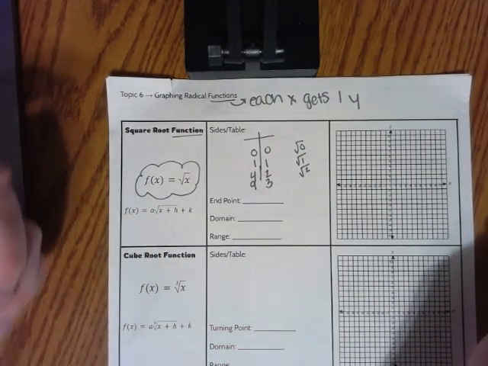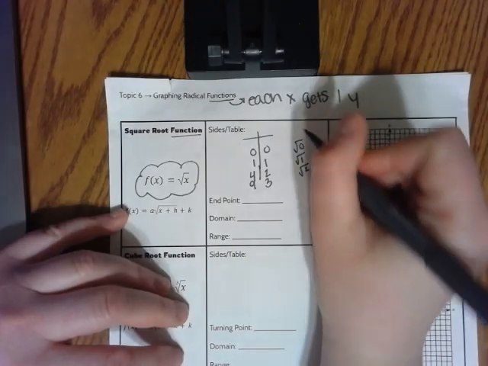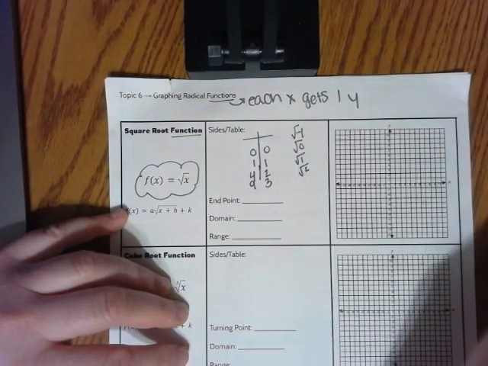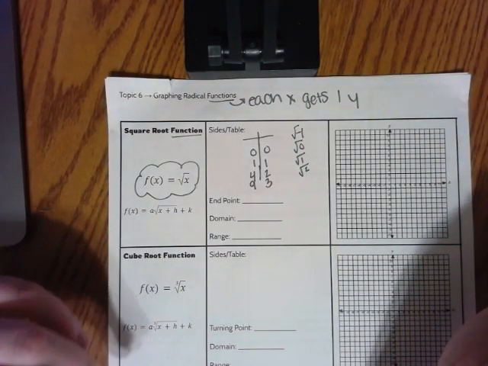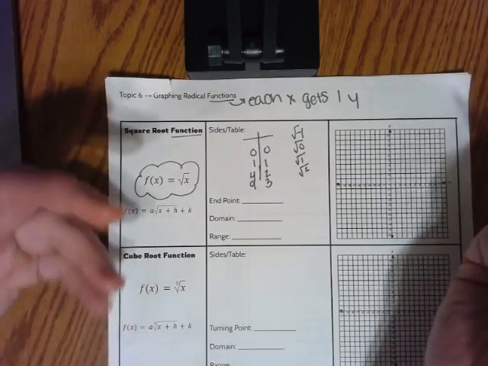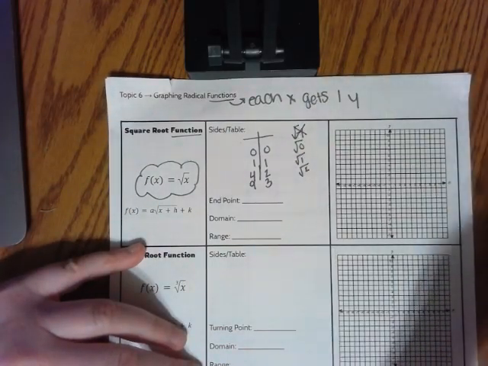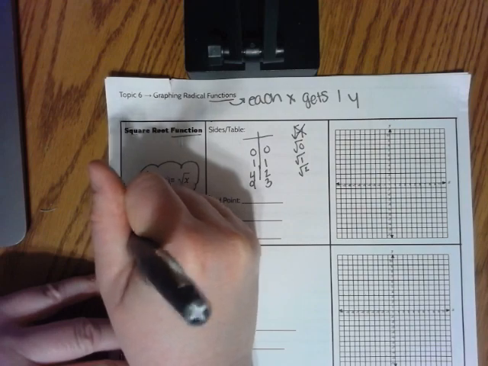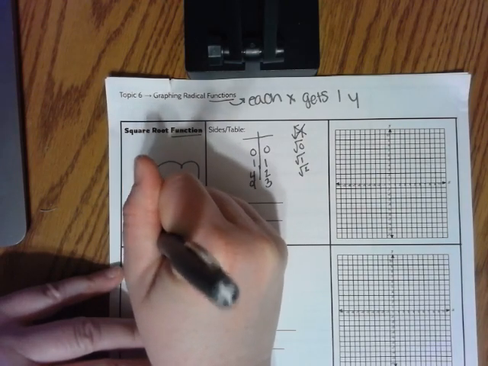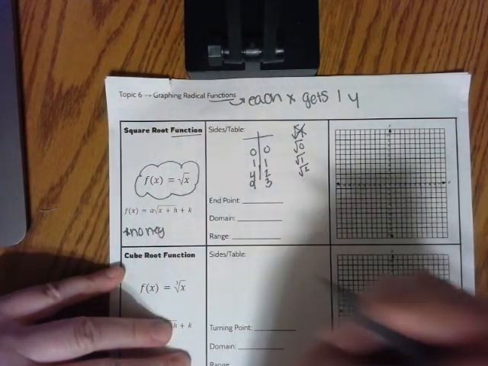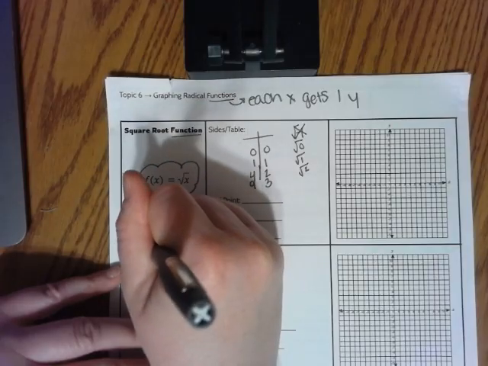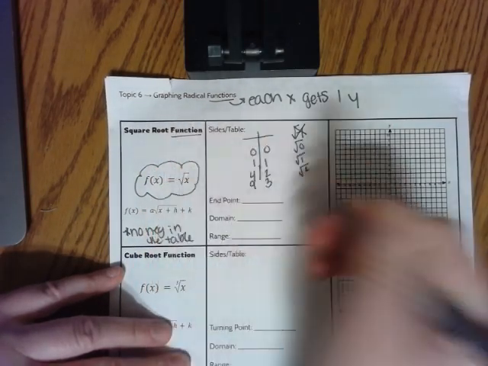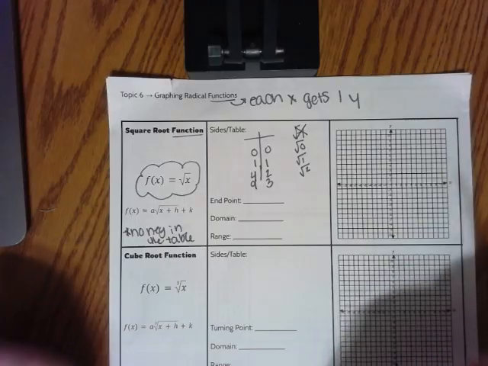Now, normally we also plug in negative numbers, but if our goal is to graph this, would we be able to plug in a negative number and get something that we can actually graph? No, we can't. So no negative numbers. I'm just going to make a little sign right here. No negative in the table, because we can't take the square root of a negative number.